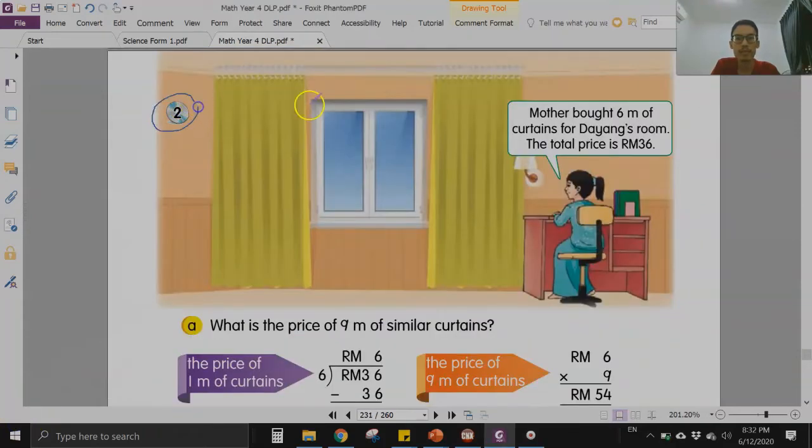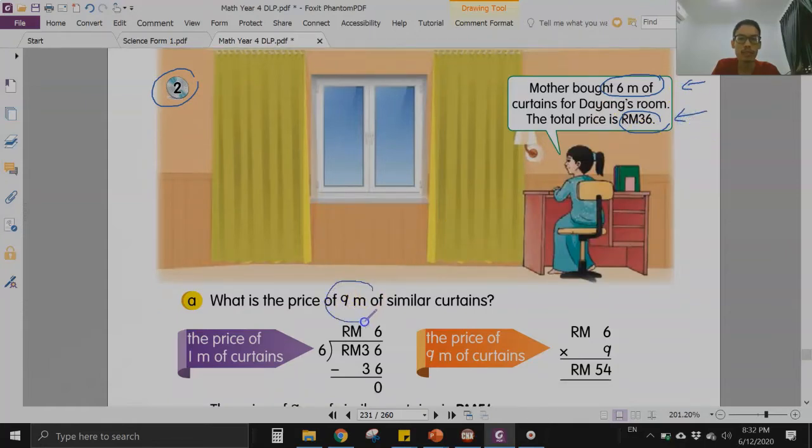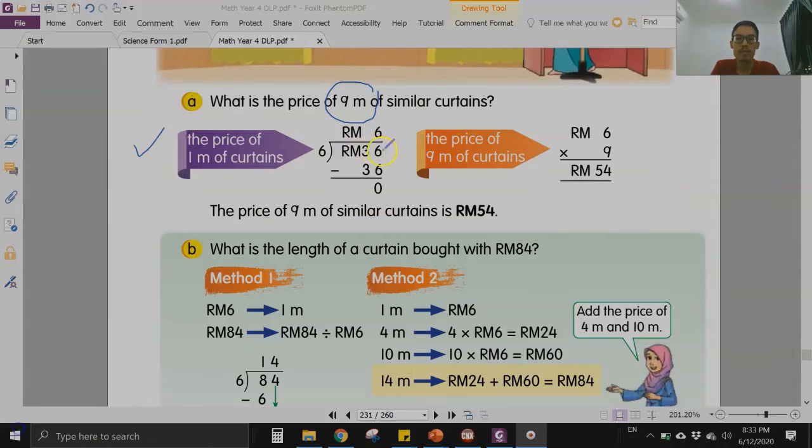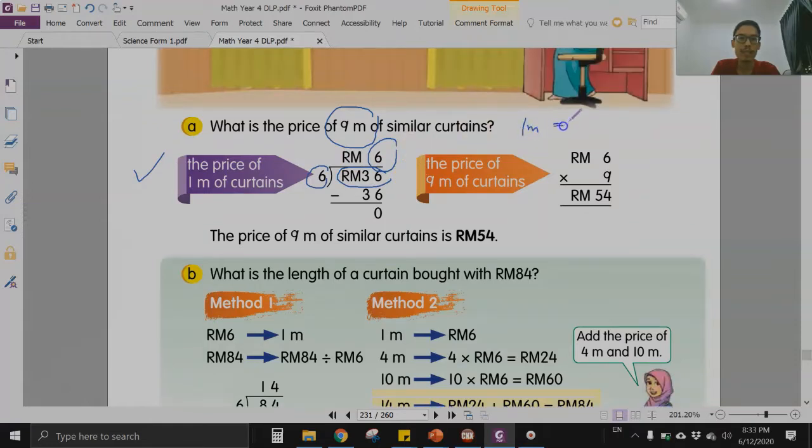Example 2. Mother bought 6 meters of curtains for Dayang's room for 36 ringgit. 6 meters for 36 ringgit. What is the price of 9 meters of similar curtains? So first you find the price of 1 meter first, right? So 36 ringgit divided by 6, we get 6 ringgit. So 1 meter of curtains will be 6 ringgit.